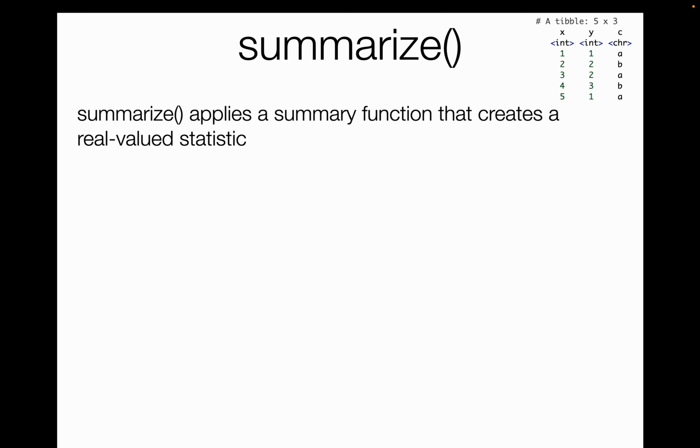Now, summarize applies a summary function that creates a real valued statistic. Okay, so what the heck does that mean? Well, it means this. I pipe in the tibble to summarize, and then I say x_bar is going to be the mean of X. Okay, and so it applies a summary function to create a real valued statistic.